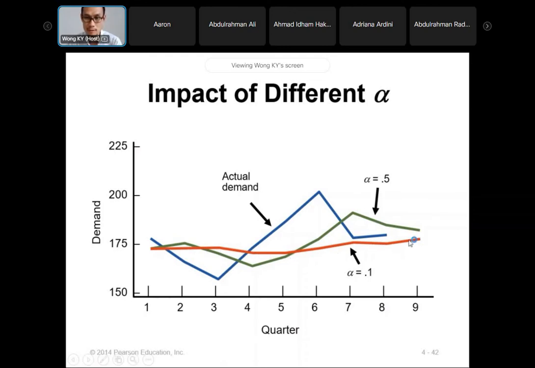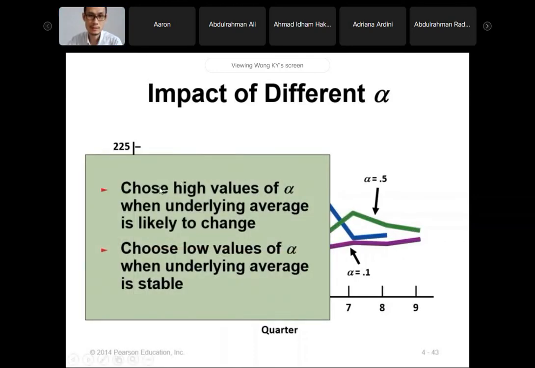So this orange line value is the forecast value, say alpha equals 0.1. As you can see, I think it's quite stagnant. So it means it is not sensitive to any change. Right? So the hint is this: choose high values of alpha if you think that the average demand is likely to change, and low values of alpha if you think that the average demand is stable.